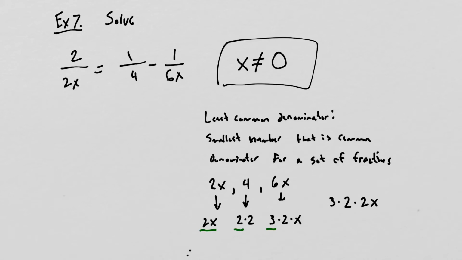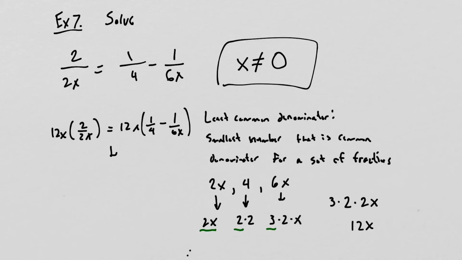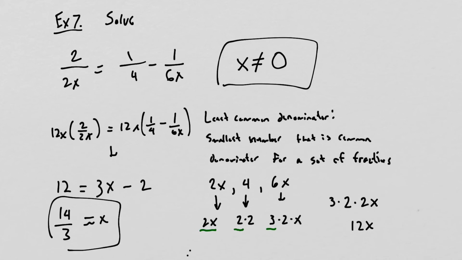which is 4 times 3, 12x. So multiply both sides of our equation by 12x, and we'll get 12x times 2 divided by 2x is equal to 12x times 1 divided by 4 minus 1 divided by 6x. Simplifying this, this becomes 12 is equal to x times 3 minus 2. Adding 2 to both sides, we get 14 divided by 3 is equal to x. And this is our solution.